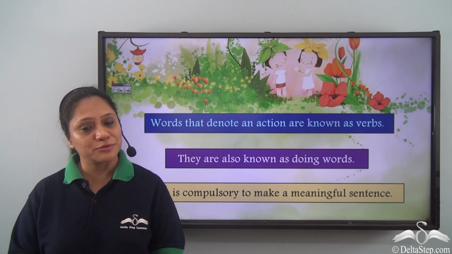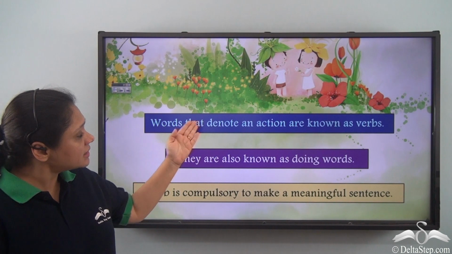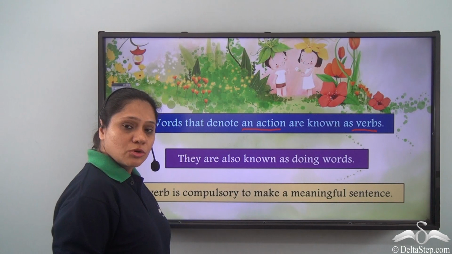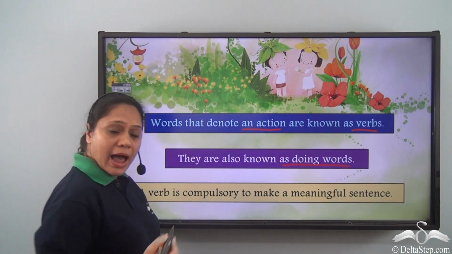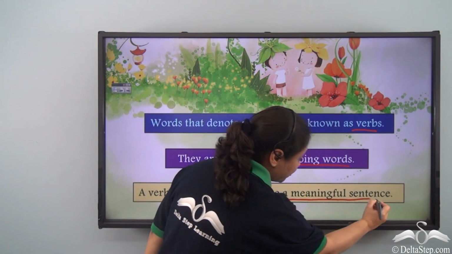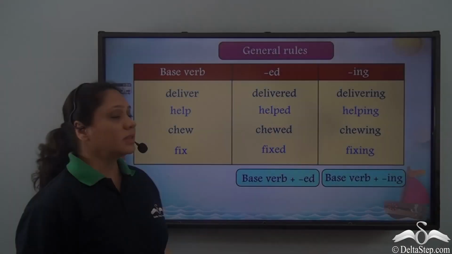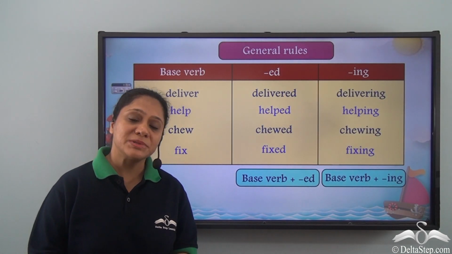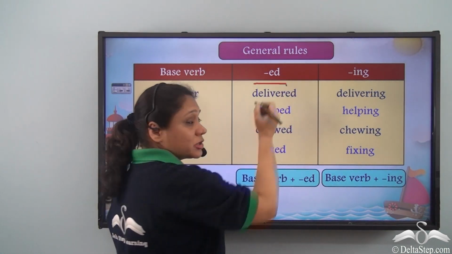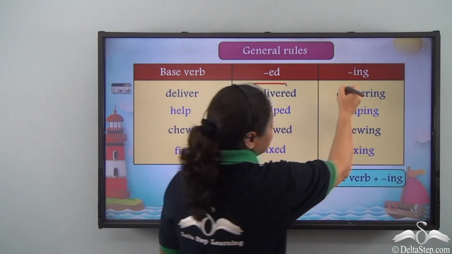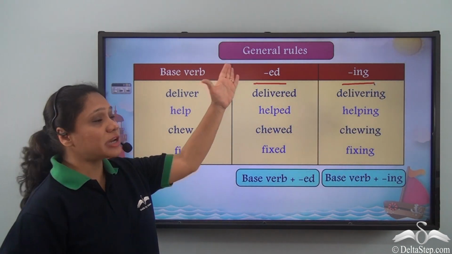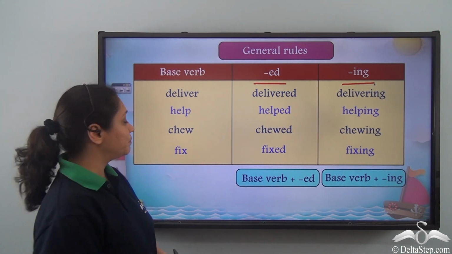We have already learnt about verbs, and we know that words that denote an action are known as verbs. They are also known as doing words or action words. A verb is compulsory to make a meaningful sentence. We have also learnt that a verb takes several forms. The ed form refers to an action which is completed, and the ing form refers to an action in progress. Let us look at a few general rules for forming them.